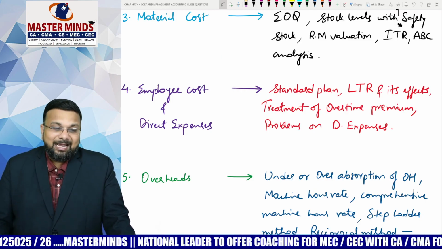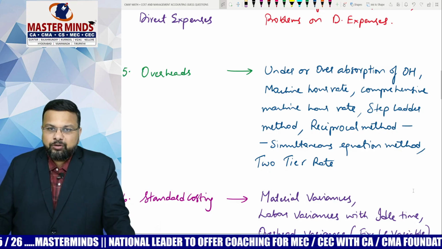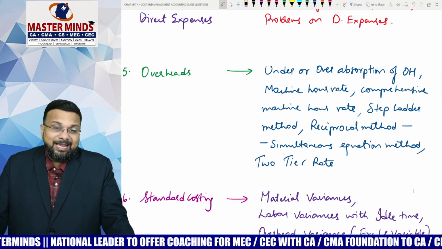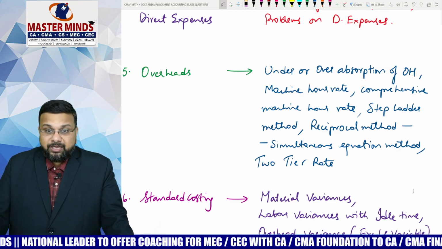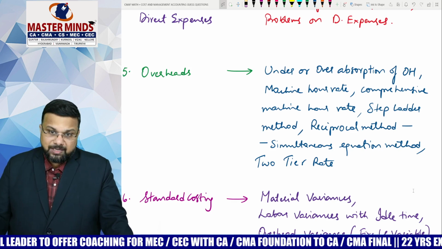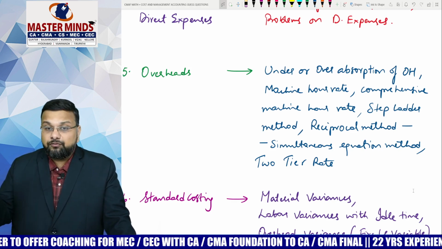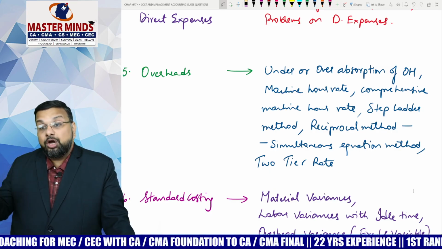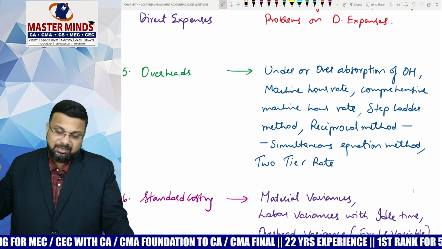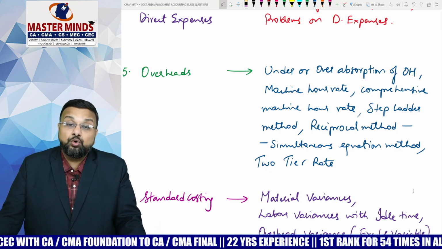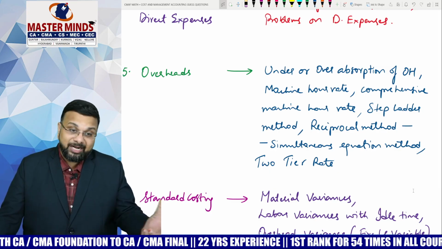Next chapter is the overheads chapter. The first thing you need to focus on is under absorption or over absorption of overhead. Next, machine hour rate, comprehensive machine hour rate. When it comes to apportionment and reapportionment of overheads, focus on the step ladder method. For the reciprocal method, you have three methods, so focus on the simultaneous equation method. And last but not least is the two-tier rate, or dual rate.